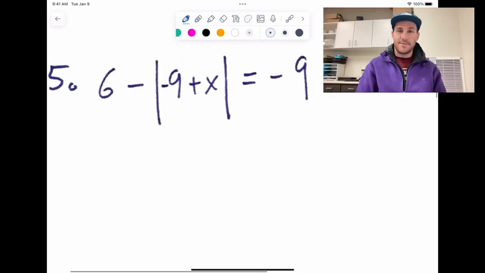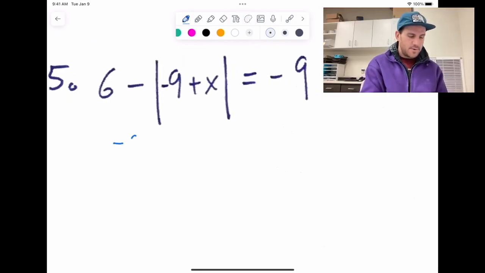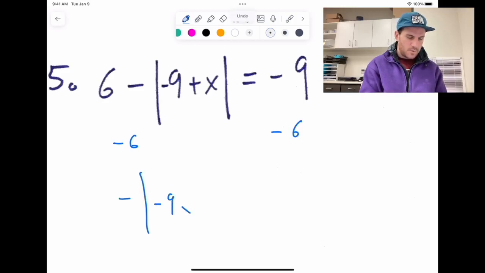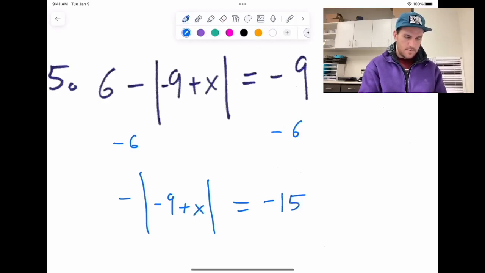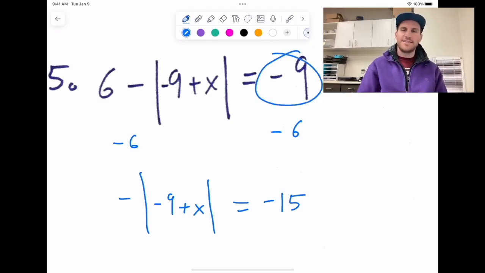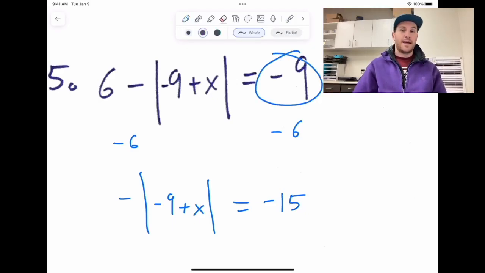So here, we'll do the same exact thing to this one. Subtract 6 from both sides. You get negative the absolute value of negative 9 plus x equals negative 15. And a lot of people here kind of stop and they're like, wait, this is equal to a negative. Okay, that's fine. We cannot say that there's no solution until we have isolated the absolute value bars.